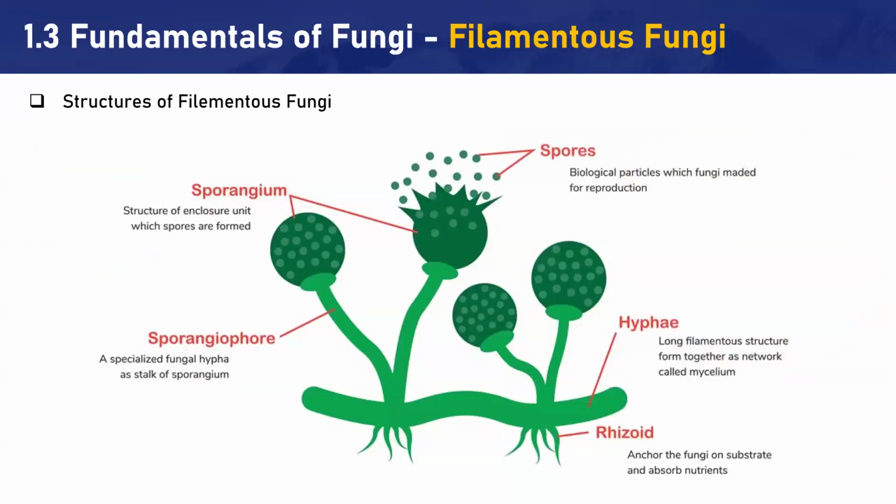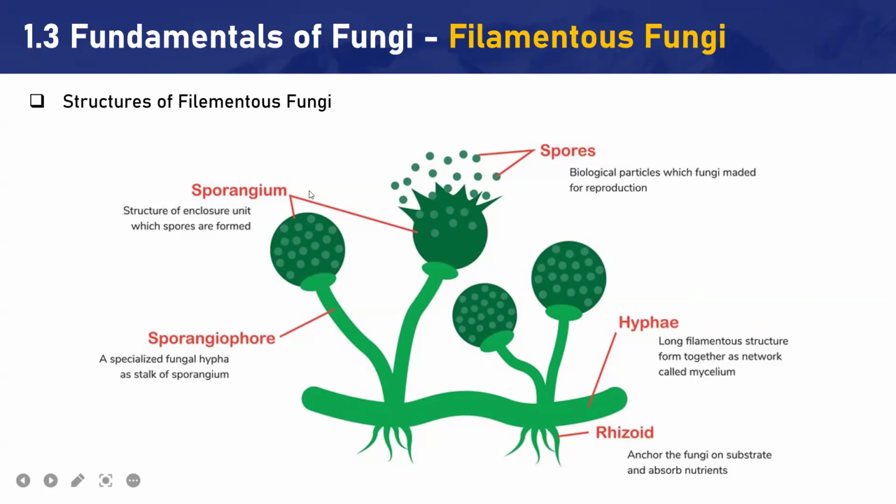For the structure of filamentous fungi, usually we have the hyphae. The hyphae are long filamentous structures that form together as a network. We can call this a mycelium. Some fungi have rhizoids. And an important component of the fungi, we can see, is the sporangium.